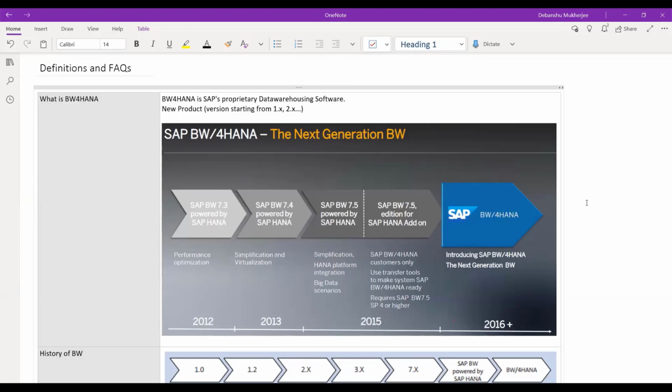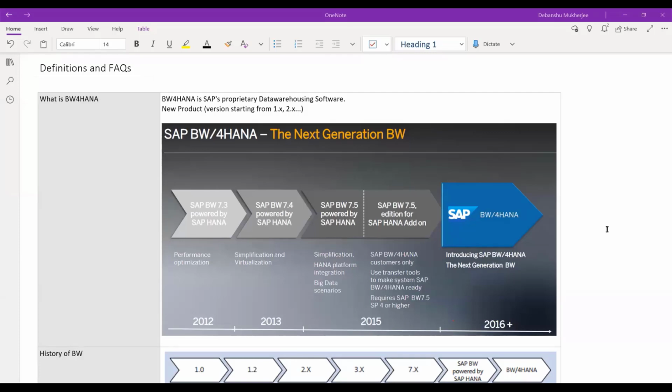It is a completely new product, and that's why the versioning is also new. It starts with 1.0, 2.0, so on and so forth. It does not continue the previous versioning, which is 7.3, 7.4, 7.5, etc. So it's a completely new product. It only runs on HANA. It cannot run on any other database. That's why it's called BW4HANA. So it is only for HANA as a database.